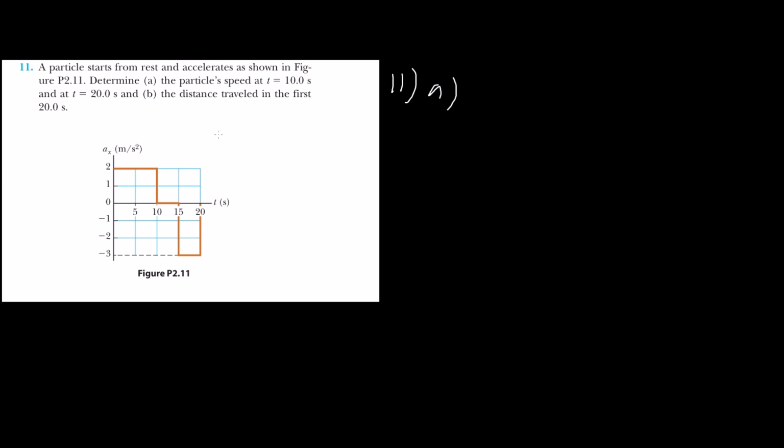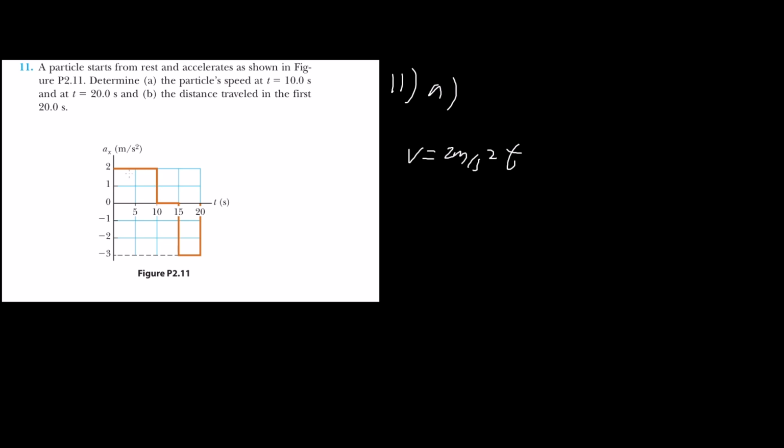So this is going to be the acceleration graph. And this equation right here, between the intervals of 0 and 10 seconds, the velocity is going to be equal to 2 meters per second squared times the time. And it wants us to determine the particle speed at 10 seconds.